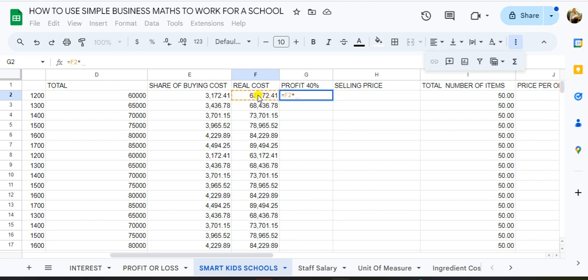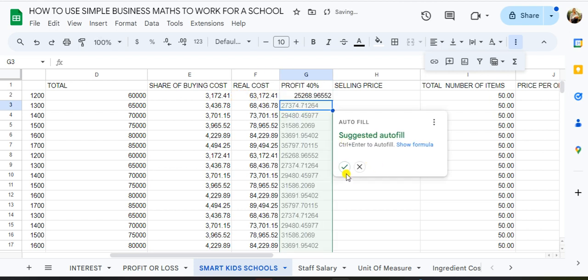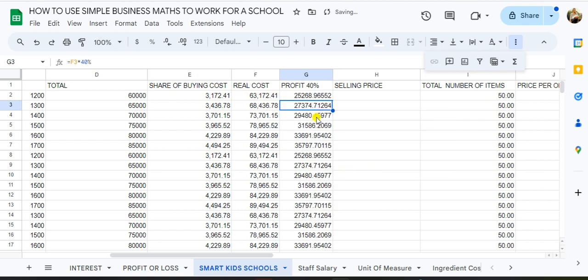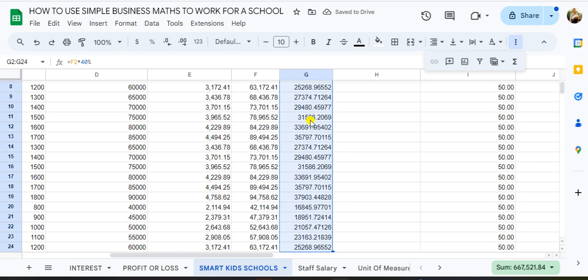Your multiplication is the 8th key. You hold shift and press the 8th key, that's the multiplication sign, depending on the laptop you are using. Then 40%, you write 40, hold your shift key, percent is on the alphabet 5, you click, it calculates for you totally. Okay, let's see the profit the school makes.